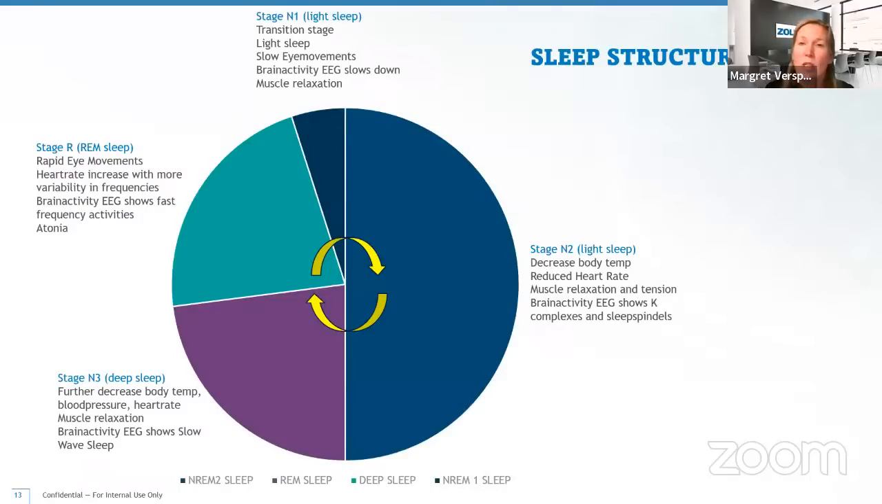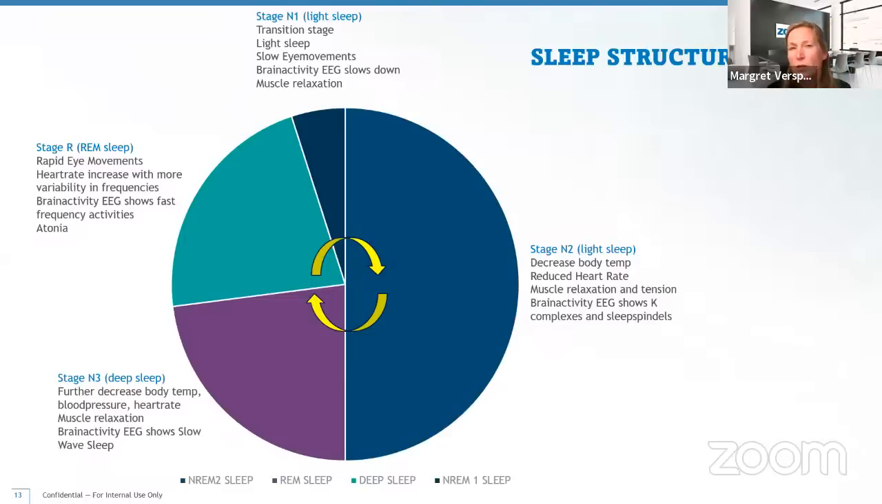When we talk about sleep, we talk about sleep structure. And like I just mentioned, we have different sleep stages. We have stage 1 and stage 2, which are the light sleep stages. Stage 3 is the deep sleep stage. And we have stage R, which is the REM sleep. The light sleep and the deep sleep are the non-REM stages, and REM is, of course, a REM stage. And what do we see?